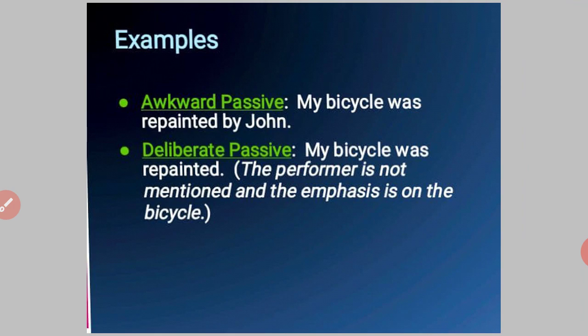Now, deliberate passive: "My bicycle was repainted." It's better than your previous sentence. The performer is not mentioned and the emphasis is on the bicycle, because it is more important that the bicycle got painted, by John or by someone. Here we are removing the subject. We have removed the subject in the second sentence and it's clearer and more attractive than the first sentence. We don't want to emphasize the subject.